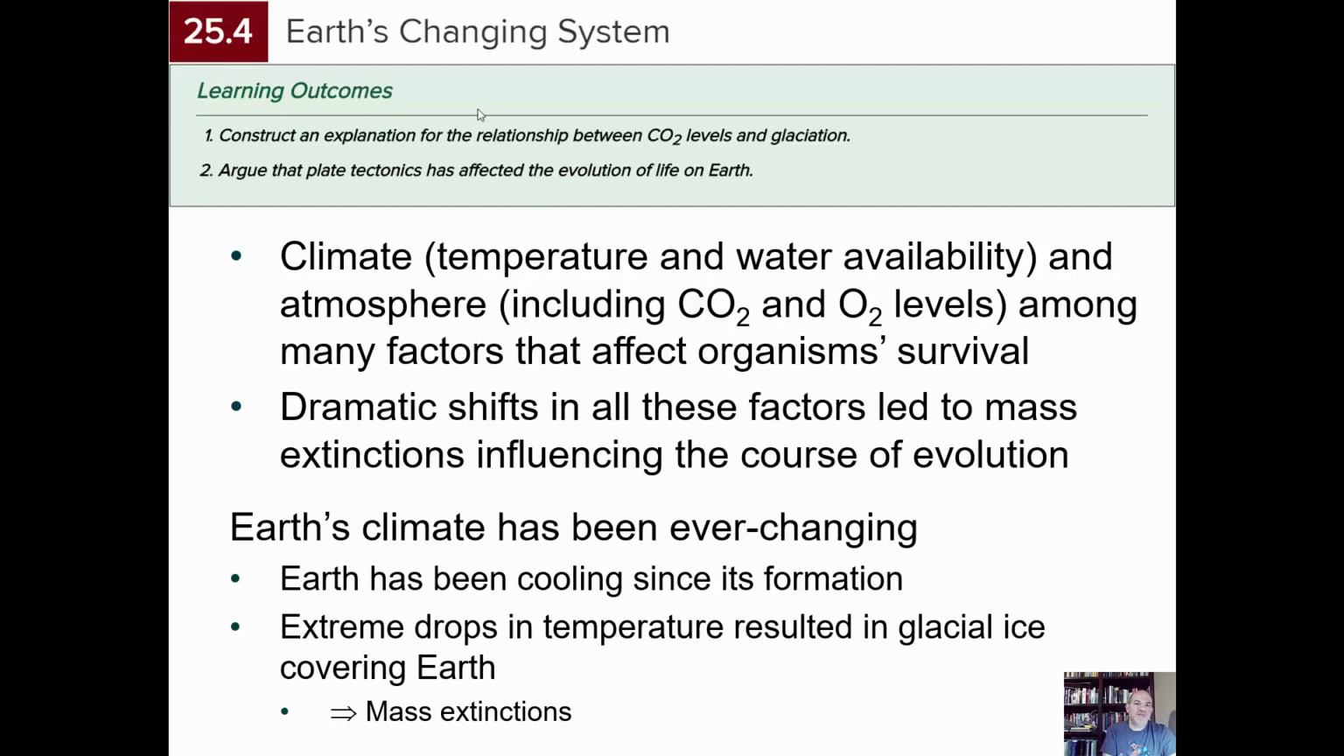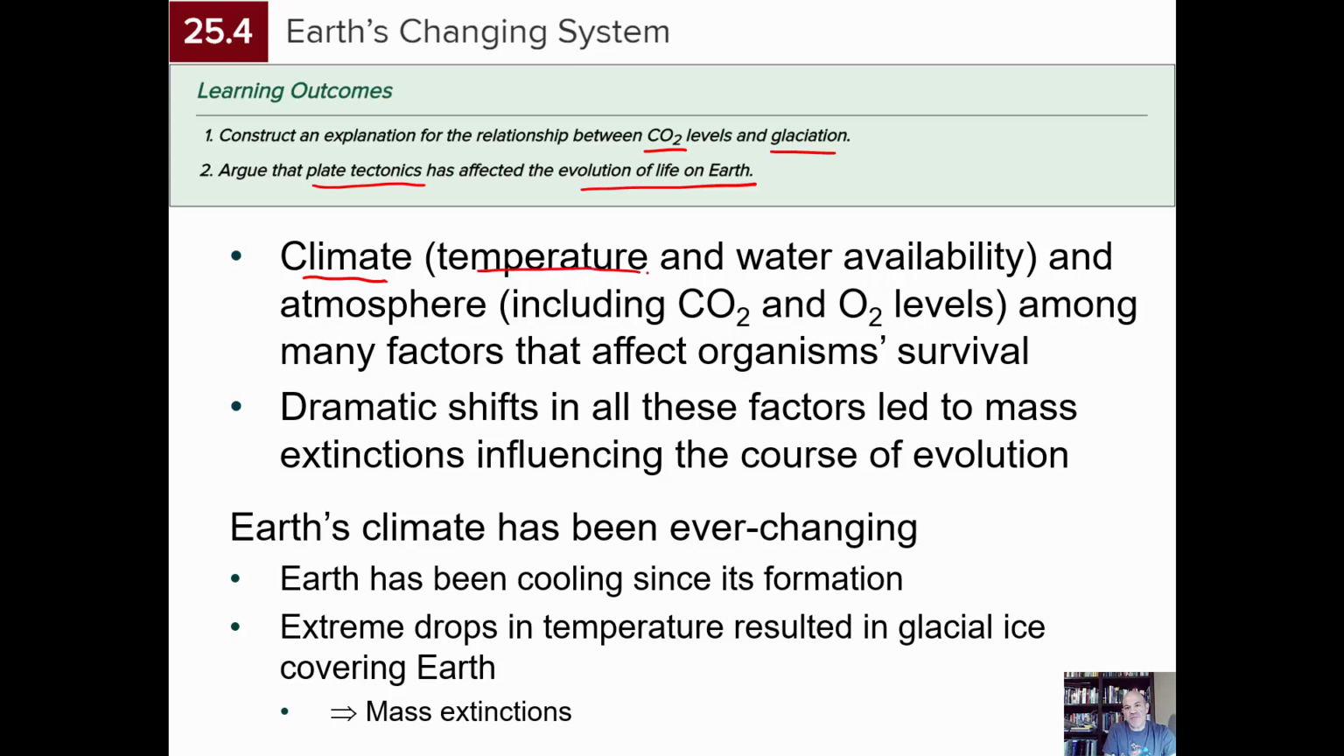So this section looks at Earth-changing systems, and the learning outcomes include being able to construct an explanation for the relationship between CO2 levels in the atmosphere and glaciation, or the formation of sheets of ice on the surface of the Earth, and to be able to argue how plate tectonics can affect the evolution of life on Earth. So one of our systems includes climate.